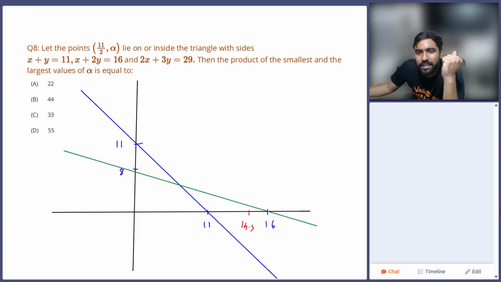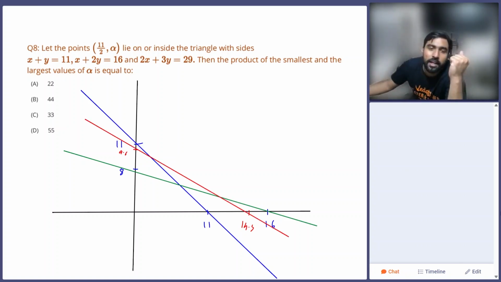That's slightly bigger than 9 but less than 2, so around 9.6k, somewhere over here it will lie. So when I draw this line, it will look somewhat like this. Now you have been told that there's a point, this 11 by 2. It lies somewhere over here.